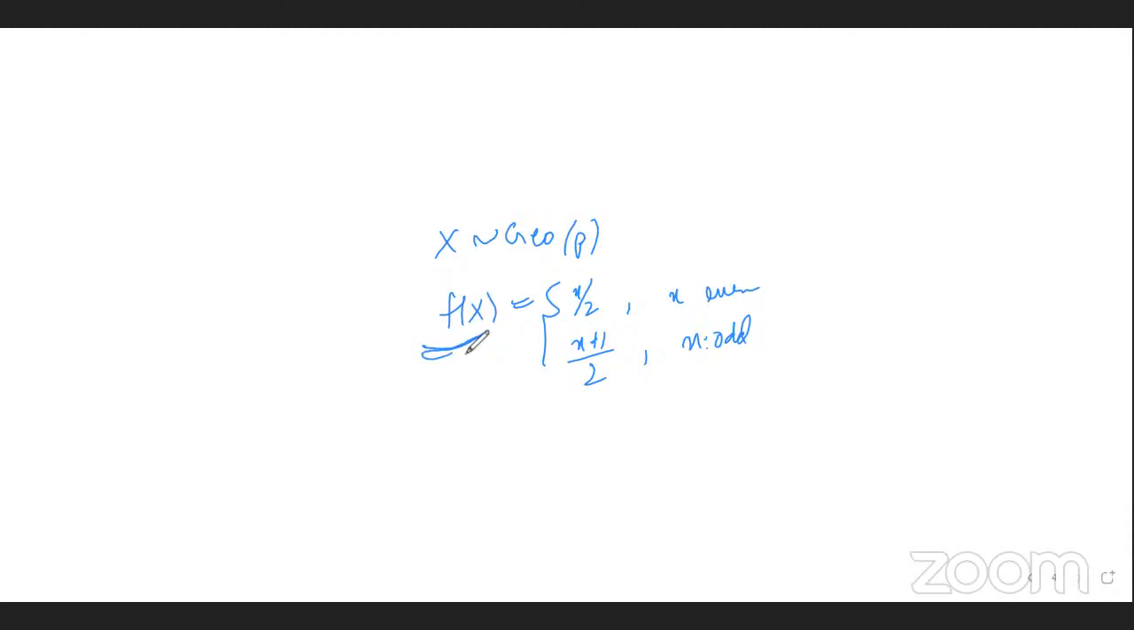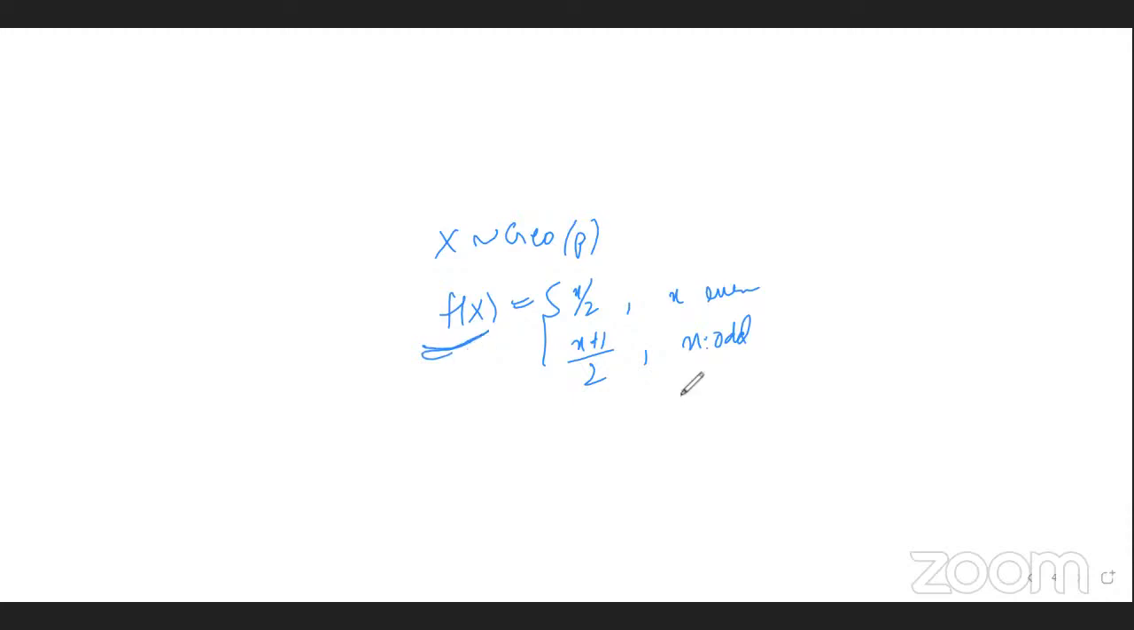So there is a function that is defined. x is given to be geometric p, and f of x is x by 2 if x is an even number, and (x plus 1) by 2 if x is an odd number. So you have to find the PMF, the probability distribution for f of x.